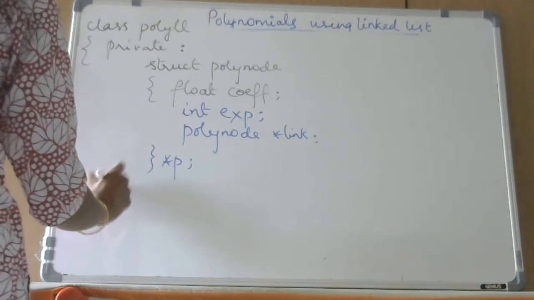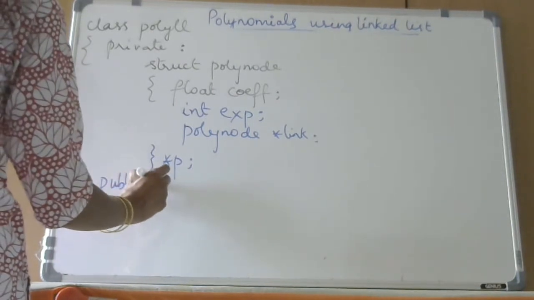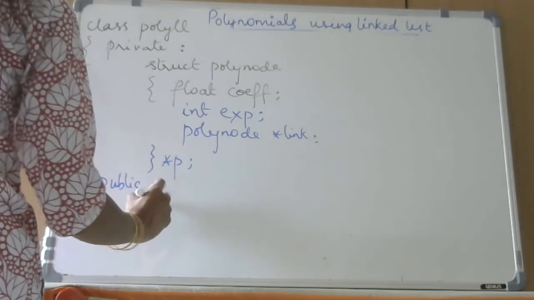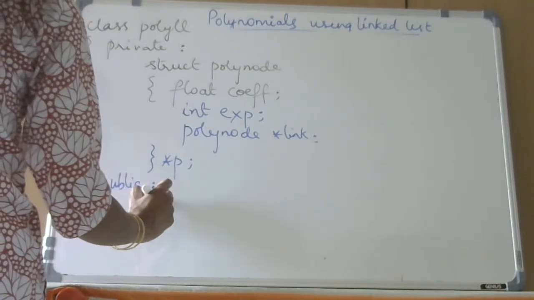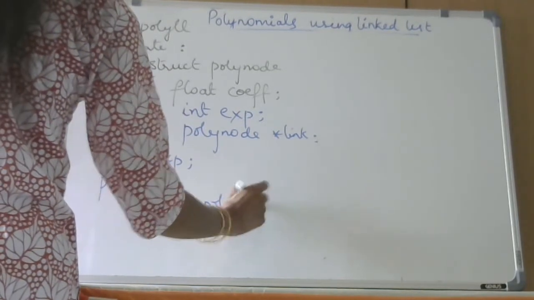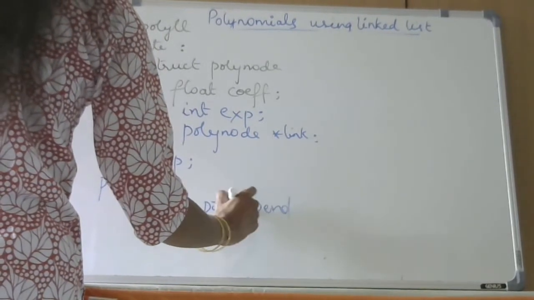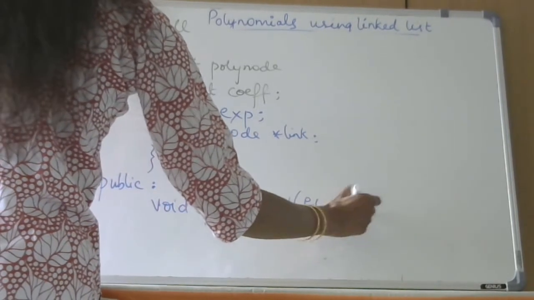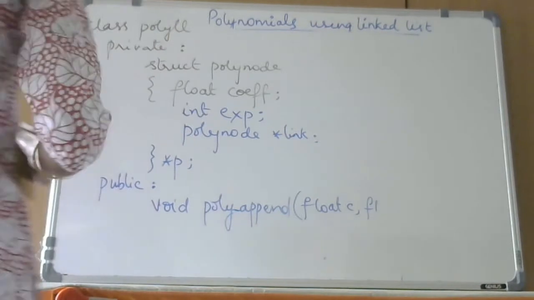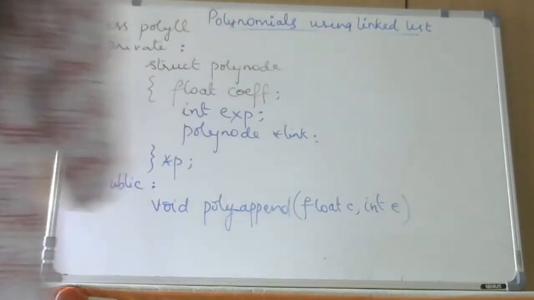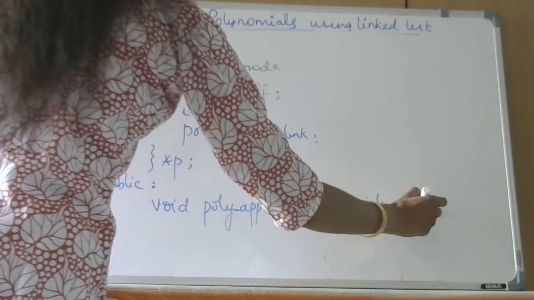Next, I have to declare some member functions of this class. So probably I will declare poly append, wherein you are trying to append the terms. Okay, that's one function that I am trying to define.